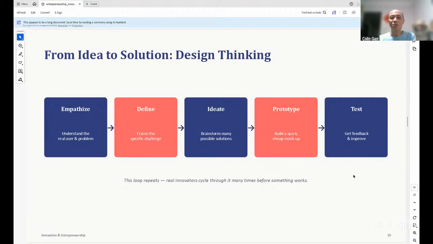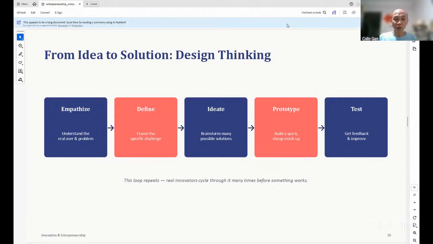Okay. Next, you turn your idea into a prototype. Prototyping is very interesting. You build a quick and cheap mock-up. And with the help of AI these days, you can do prototyping using agentic AI. You can use Claude to help you, and Manus, things like this. Then after that, you test. You test your product, your service, or your business model. Why do you want to test it? So that you get feedback from your customers and you improve before you scale. Okay, and this is a loop. It will repeat itself again and again.